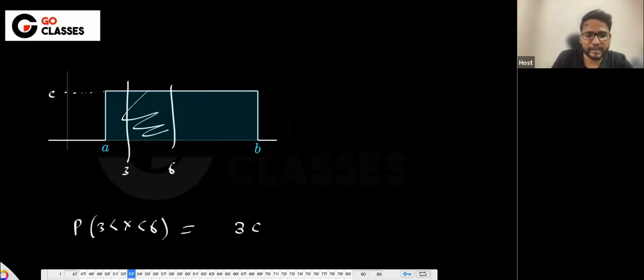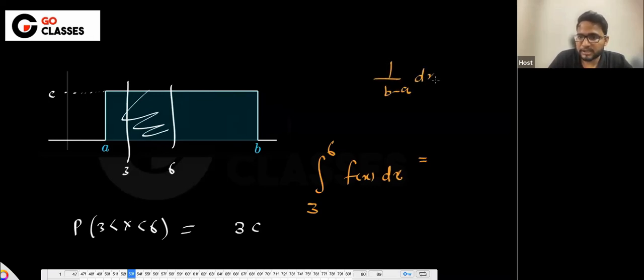If you want, I can calculate it mathematically also. Let's suppose this is the integral from 3 to 6 of f(x) dx. That's what we want to find out, right? And what is this? Can anyone calculate this? This f(x) is, I think, C, which is 1 upon b minus a. So this is the integral of 1 upon b minus a dx from 3 to 6. Let's just take it as C, okay?